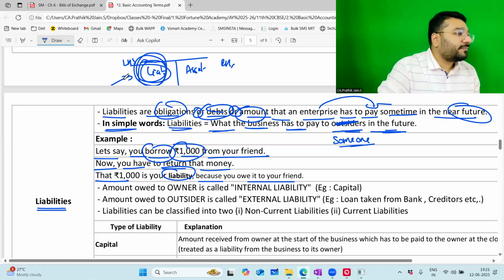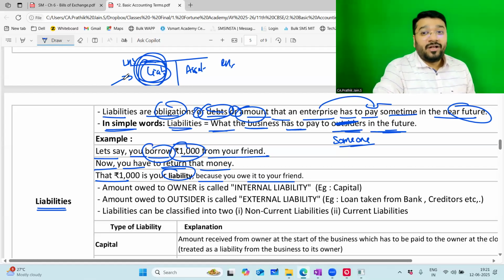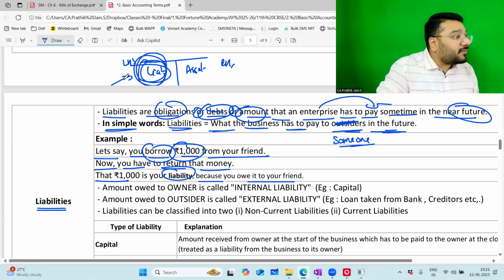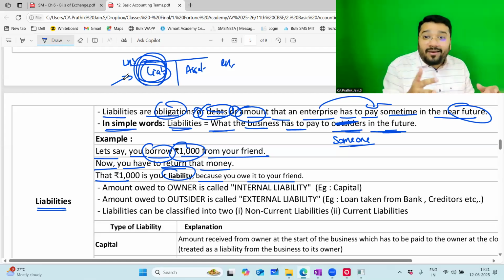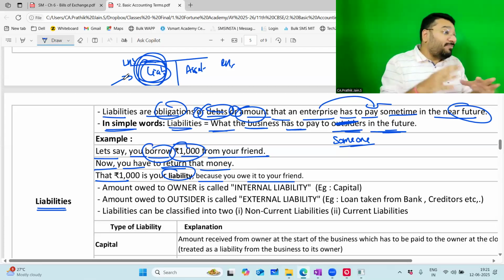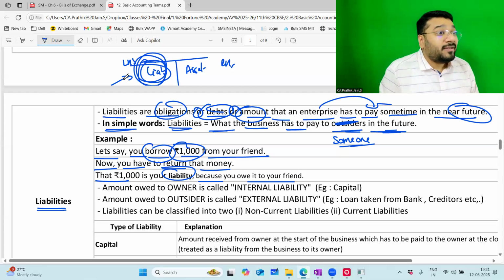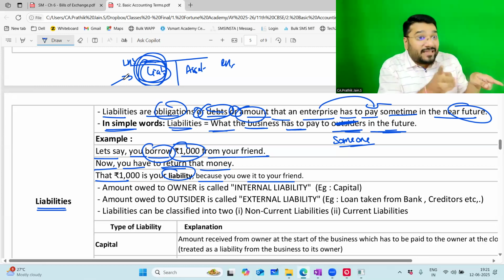I have no problem. But in business, you have to pay money to how many people? N number of people. N number of means what? I'm not even able to count. 10, 20, 100, 200, 500, 1000, 2000 people you have to pay. Can you remember those 2000 people's names? Not possible. And that too, amount will differ for each and every party.